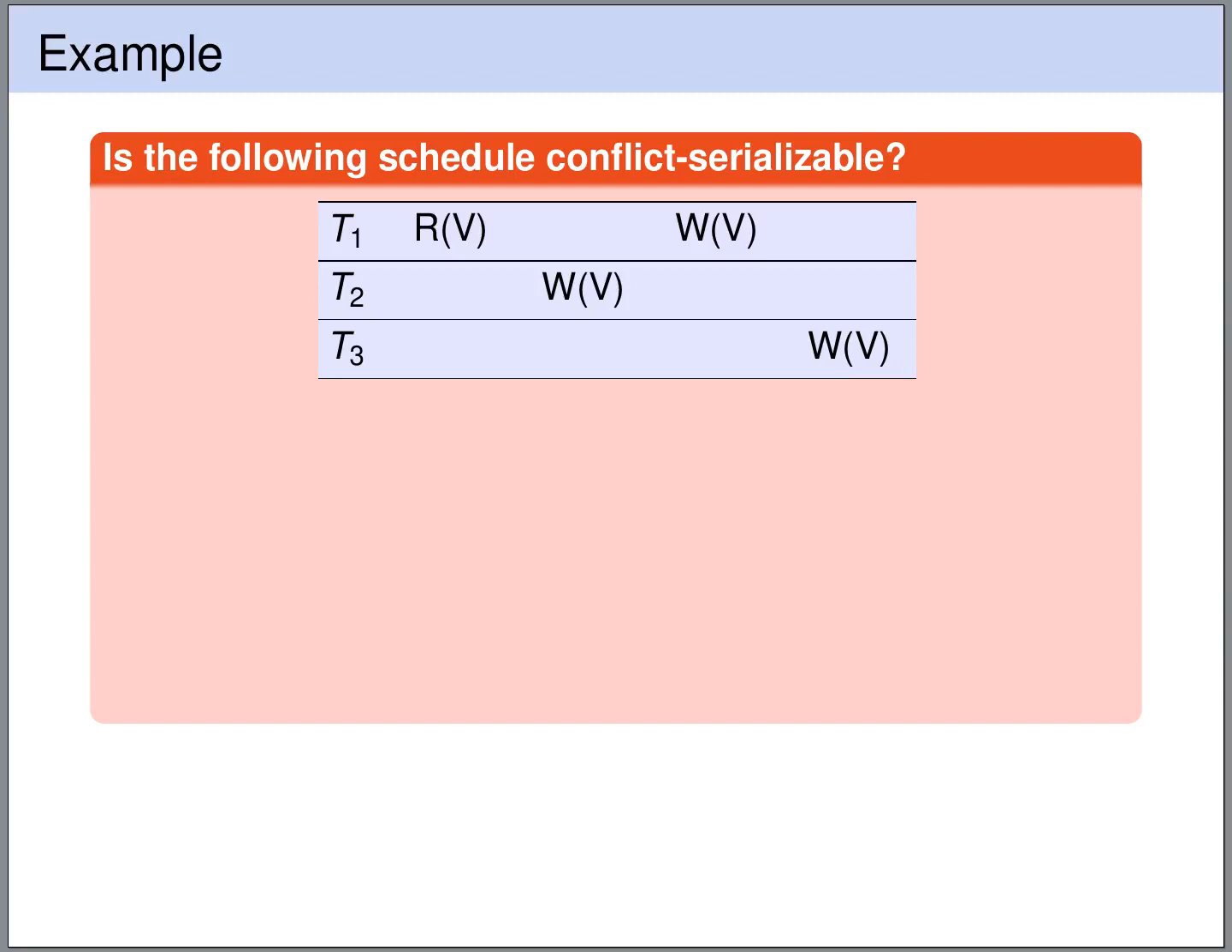Let's have a look at this example and let's try to decide whether the schedule is conflict serializable. So we're taking the schedule and we're constructing the precedence graph. We have 3 transactions, so the precedence graph has 3 nodes. Now let's see what edges we have in this graph. We have a conflict between the read of V and the write of V. So we have a conflict between T1 and T2, where T1 appears first, so there's an edge in the graph from T1 to T2. Likewise, we have a conflict between T2 and T1, where T2 appears first, so there also is an edge from T2 to T1.